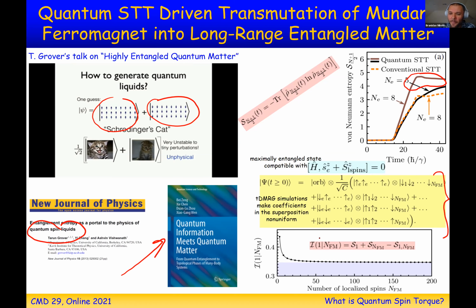Furthermore, if I compute what is called mutual information, which is the von Neumann entropy of the first spin of the chain, plus the von Neumann entropy of the last spin of the chain, minus the von Neumann entropy of the two of them together, viewed as the subsystem, then I see that this mutual information remains non-zero all the way to infinity. And there is actually an analytical result of this you can see in the paper. And so this means that at arbitrary distance, first and last spin remain entangled due to quantum spin torque, which is an example of highly entangled quantum matter with a long-range entanglement.